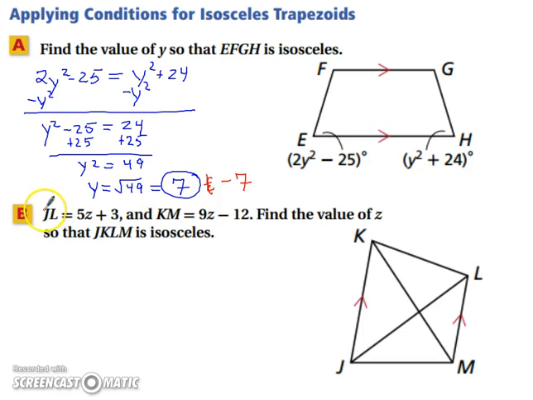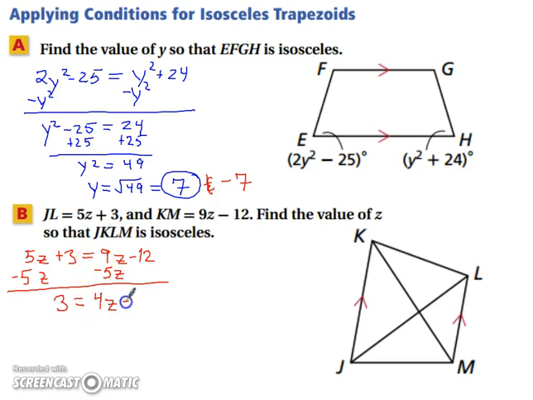Alright, back to B. We have JL, so JL is 5x plus 3, and KM is 9z minus 12. Find the value of z so that JKLM is isosceles. Well, since diagonals must be congruent, we would simply set 5x plus 3 equal to 9z minus 12. We want to get our variables to the same side of the equation. And we have 3 left on the left-hand side, and we're left with 4z minus 12.